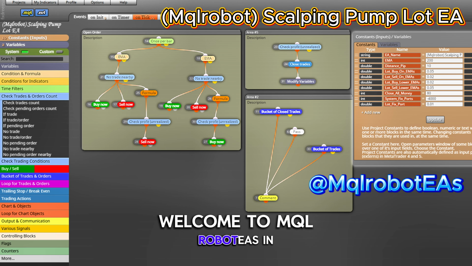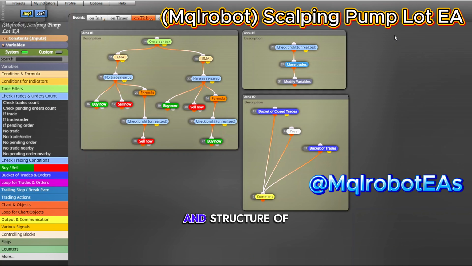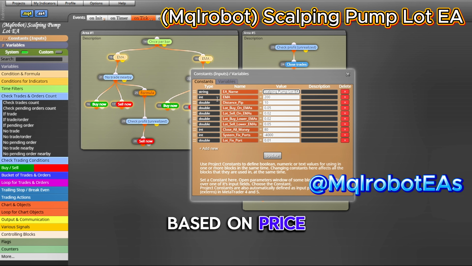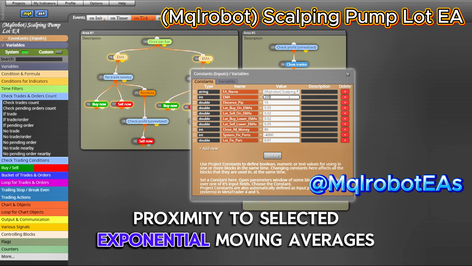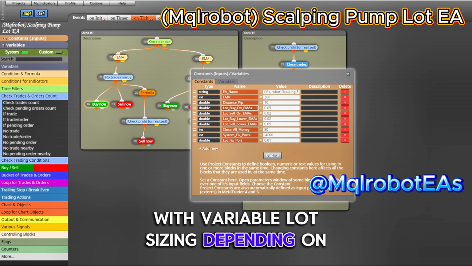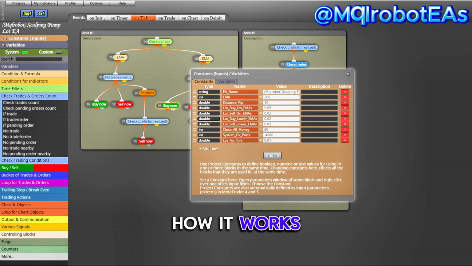Welcome to MQLrobot EAs. In this video, we'll walk you through the logic and structure of the Scalping Pump Lot EA, built with FXdreema, no coding required. This EA is designed to execute rapid scalp trades based on price proximity to selected exponential moving averages, EMAs, with variable lot sizing depending on EMA positioning. Let's take a closer look at how it works.